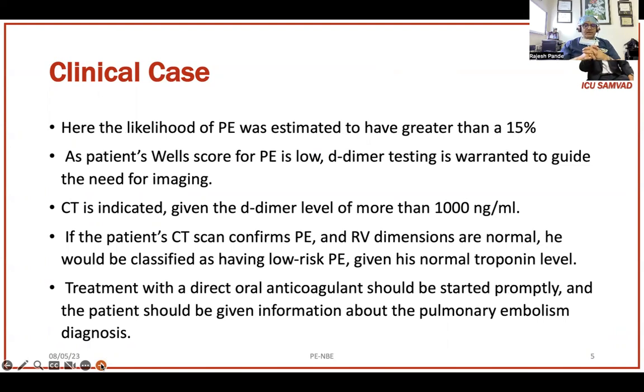CT is indicated. Whenever the D-dimer value is more than 1000 nanogram per mil, then generally a CTPA is indicated, because that's the new gold standard. The earlier gold standard used to be pulmonary angiography. And if the patient's CT scan confirms pulmonary embolism, but on echo the RV dimensions are normal, and we knew that his troponins were normal, he will be classified as having low risk pulmonary embolism. So here we will start oral anticoagulants and then subsequently monitor the patient.